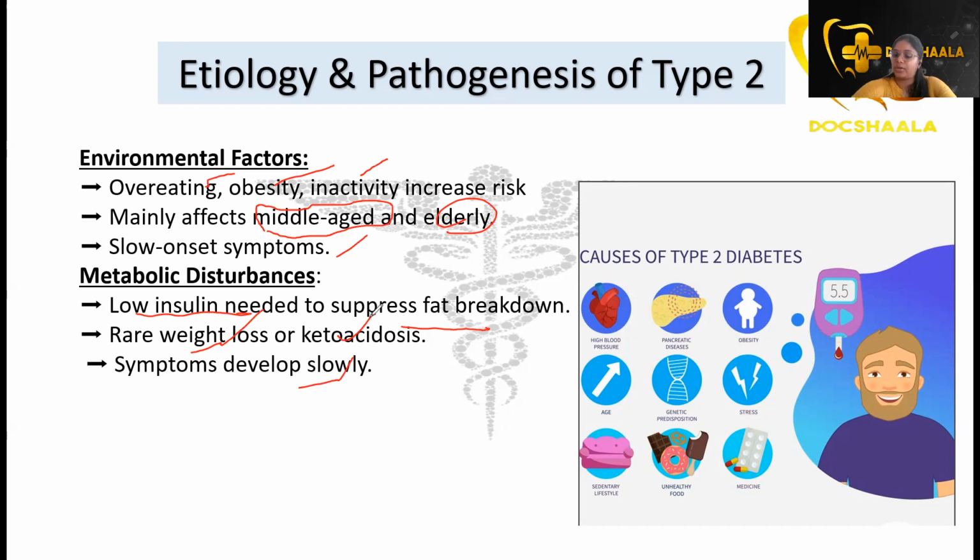So the causes of type 2 diabetes as seen in this picture: high BP, pancreatic diseases, obesity, increased age, genetic predisposition, stress, sedentary lifestyle, unhealthy food, and certain kinds of medications. Okay.